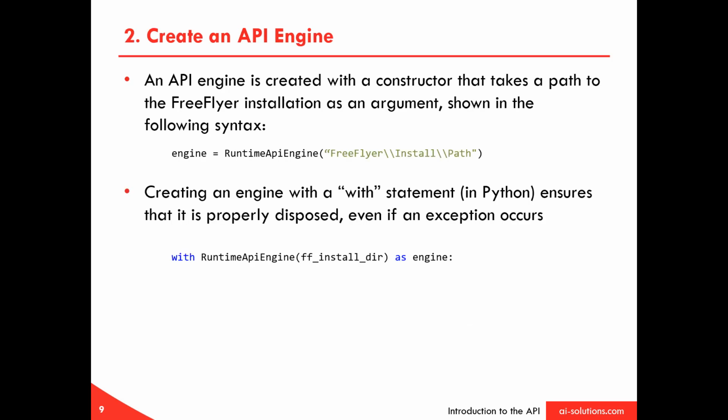Second step is to create an API engine. This is a simple constructor syntax, so the main argument that you're going to pass in would just be your FreeFlyer install directory. And you can use operating system specific commands to access your FreeFlyer directory if you have it stored as an environment variable, which it is by default. In Python, you can create an engine with a with statement to ensure that it's properly disposed of, even if an exception occurs. This is good practice, and we'll see how this is done in the example that we look at today.